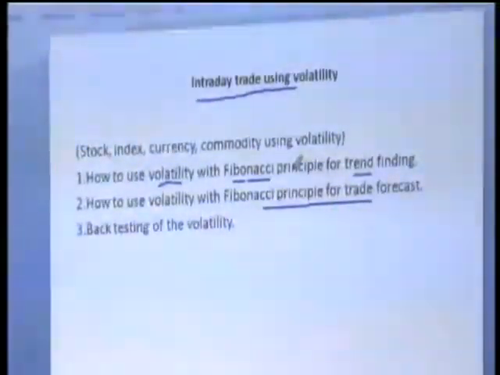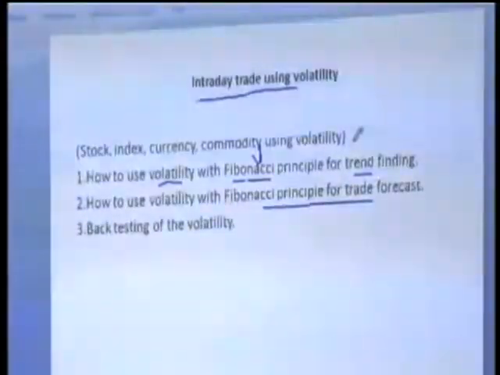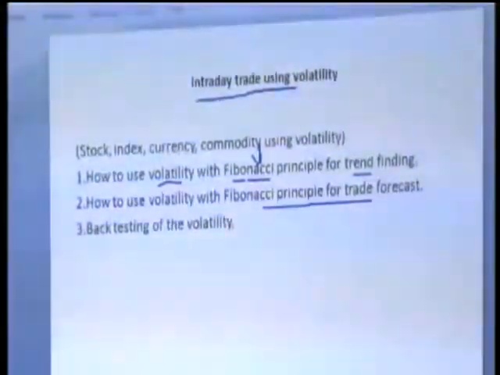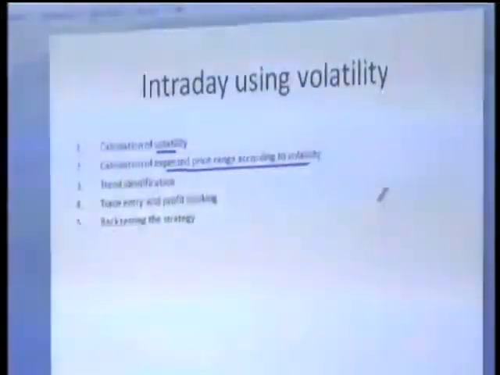So here in this presentation you will be seeing how I will be accommodating the volatility with the Fibonacci principle, the Fibonacci retracement principle basically. So what I will be doing here, I will be calculating the volatility. I will be calculating the expected price range as per the volatility. Then I will be finding out the trend and trade entry point and profit booking, and I will do the back testing also.